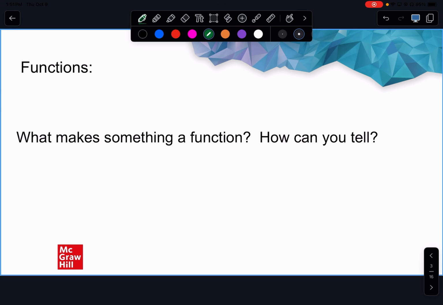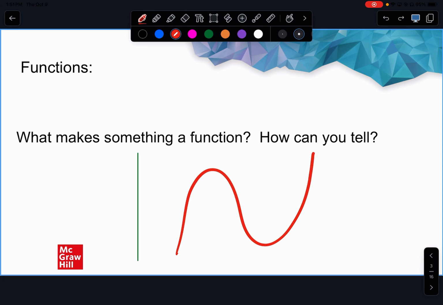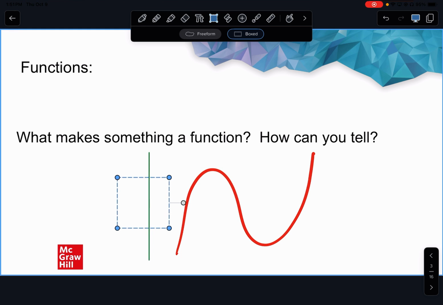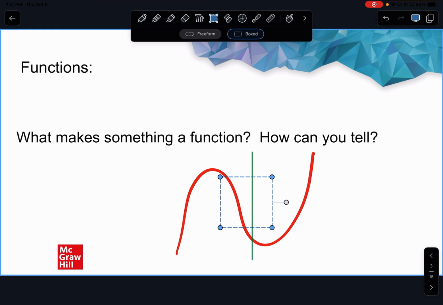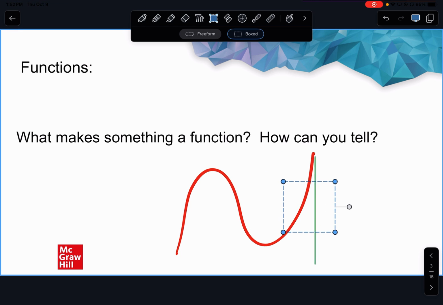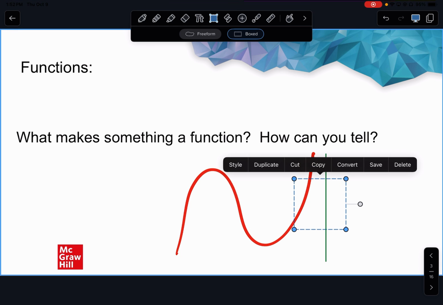So first of all, what makes something a function? This is a little bit of a review, but if we think about a function, there were two ways that we can see if it is not a function. One of them had to do with a vertical line. What did we do with the vertical line to see if it's a function? If I have a vertical line and I run it through a function that looks like this, am I going to ever cross 2 points on the graph at the same time? No. So that means it's a function.